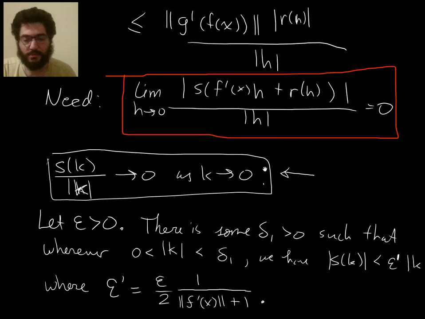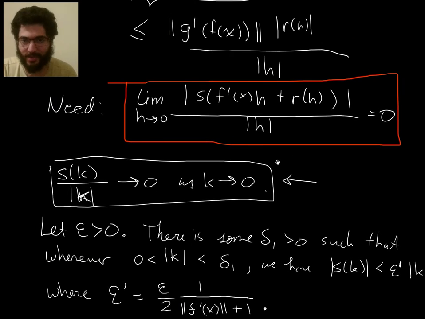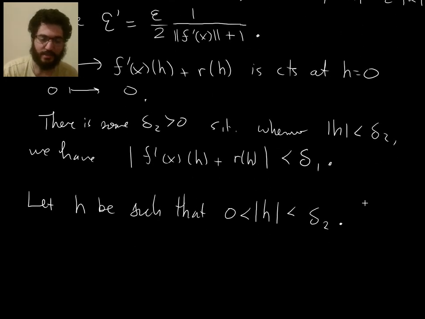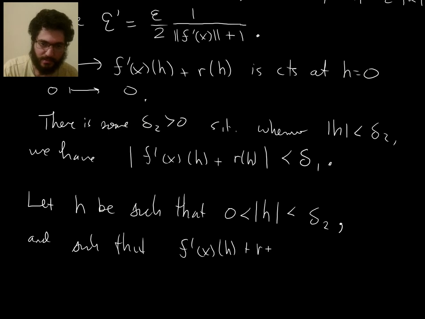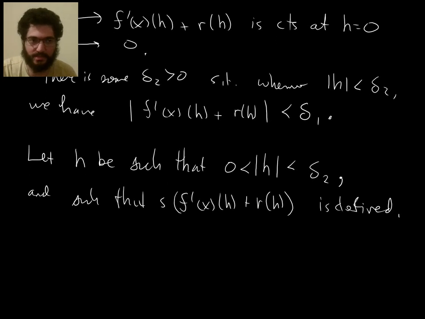And we've discussed before what kinds of h's would satisfy that, and I rambled for a little while about why it would be an open set, a neighborhood of 0 worth of h's. Let me not get into that detail so much. So let h be such that this is true, and such that this thing inside of S is defined. So there is an open set's worth of such h's.